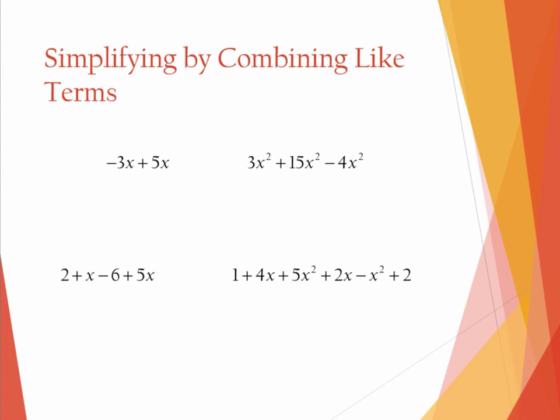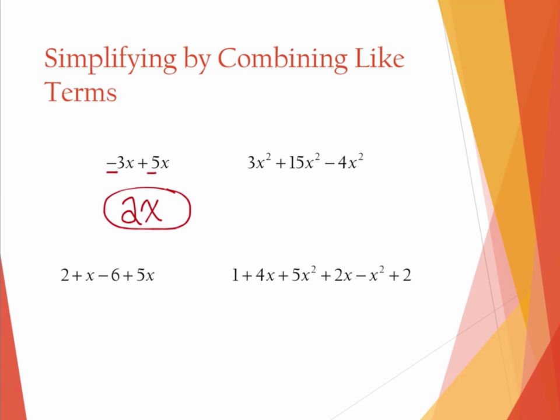Our next set of examples are simplifying by combining like terms. So here, remember a like term is a term that has the same variable with the same exponent. So constant terms, which are just numbers, they're like terms. Terms that have just a single variable that is the same, such as this first example, negative 3x plus 5x, those are like terms. So I can combine them by adding the coefficients together. Negative 3 plus 5 is 2 x's.